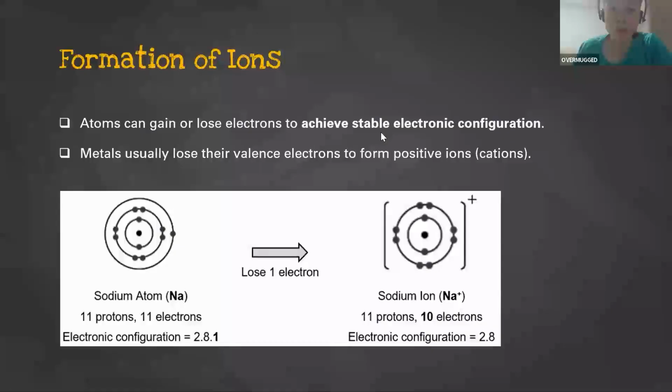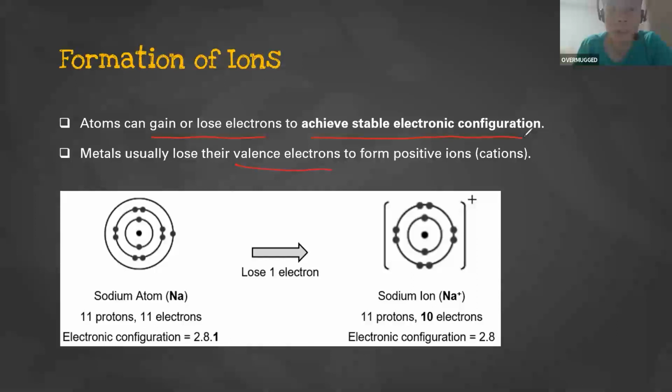If anyone finds it too slow, just let me know as well. Okay. Formation of ions. So atoms can gain or lose electrons to achieve stable electronic configuration. Metals usually lose their valence electrons to form positive ions.